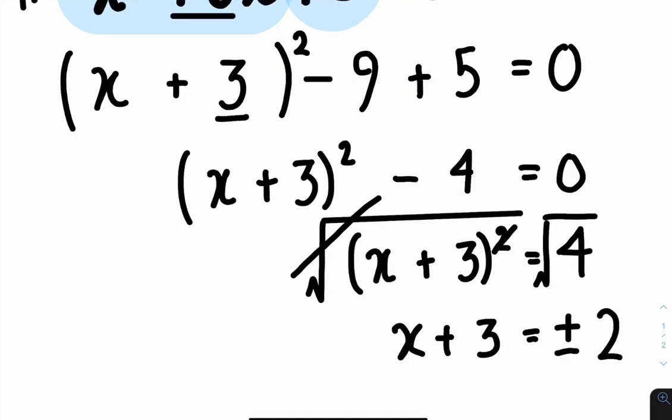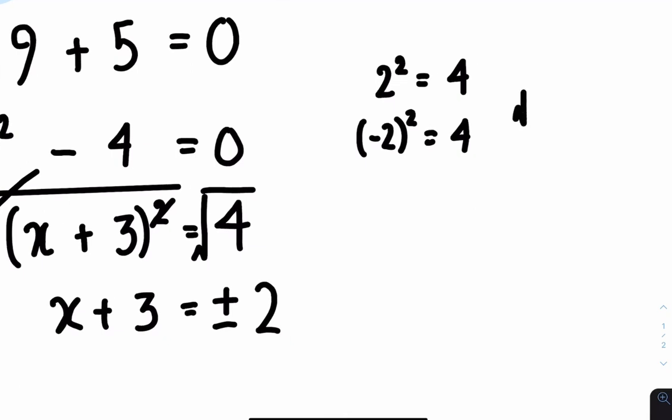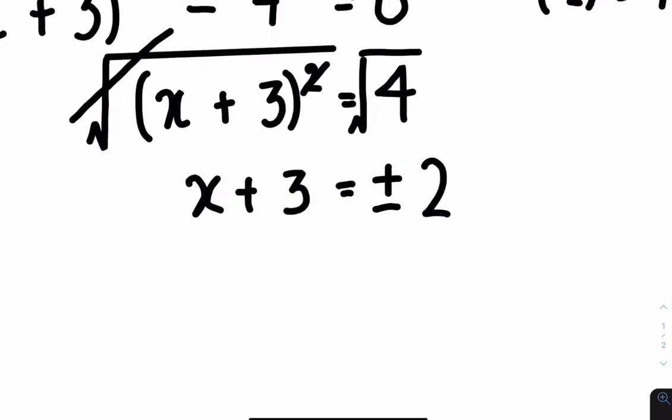Now let me explain why we do a plus minus. If I did 2 squared, I'd get 4. What if I did minus 2 squared? I'd also get 4. That means if I square root 4, my answer could be either plus 2 or minus 2. And that works for any square. So now, because you want to get x on its own, move that plus 3 to the other side. So we get minus 3 plus minus 2.